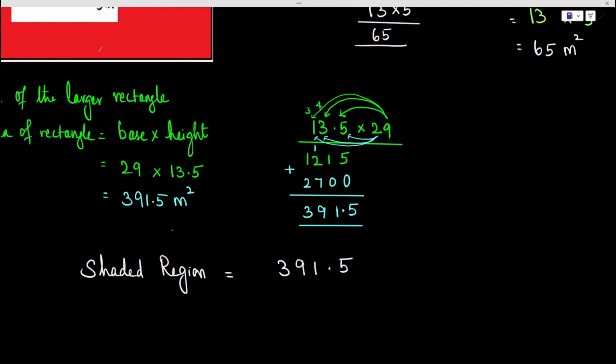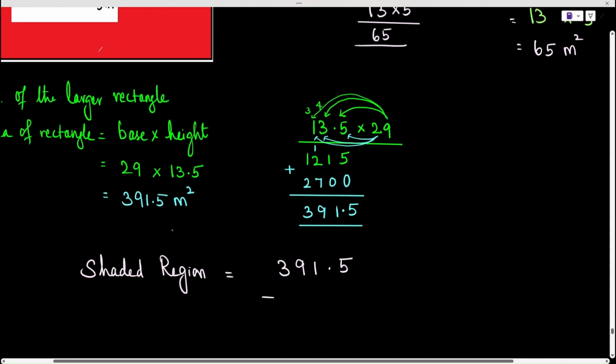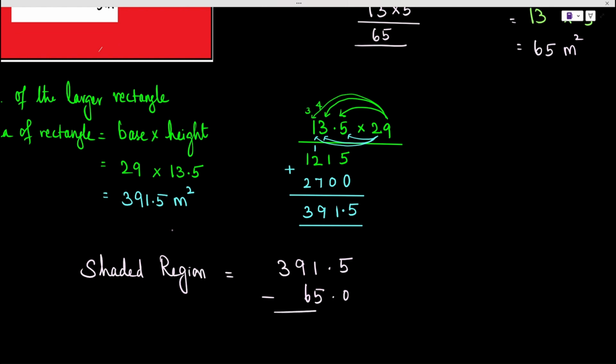391.5 minus 65. And so if we do our subtraction here, 5 minus 0 is 5. Then we have 1 minus 5, so we carry a 1 over from our 9. So our 9 becomes 8. And we have 11. So 11 minus 5 is 6. Now we have 8 minus 6, which is 2. And we have 3 minus 0, which is 3.